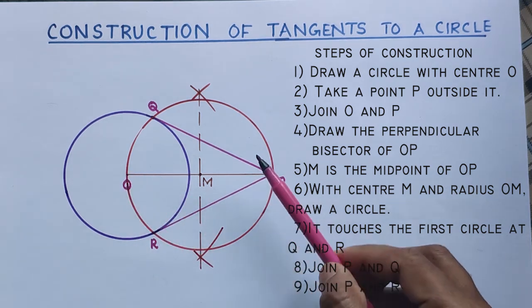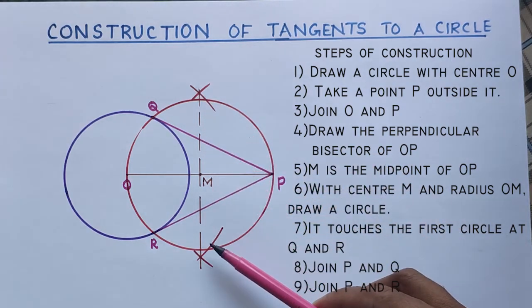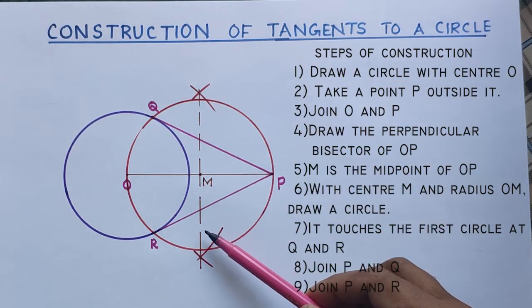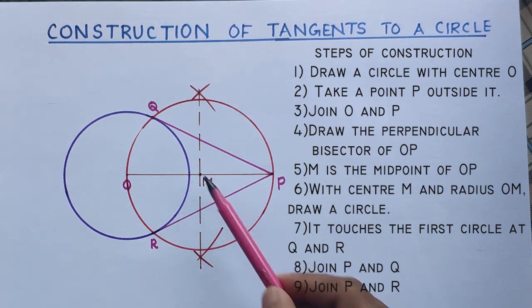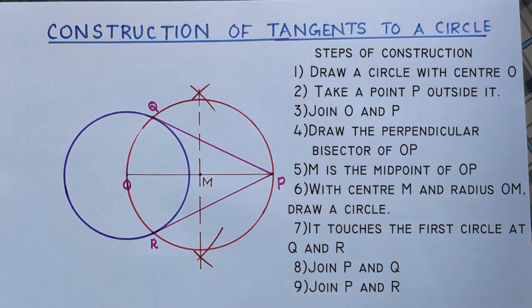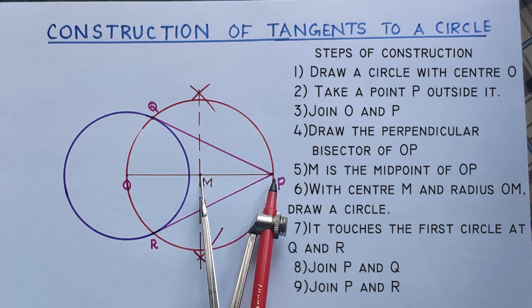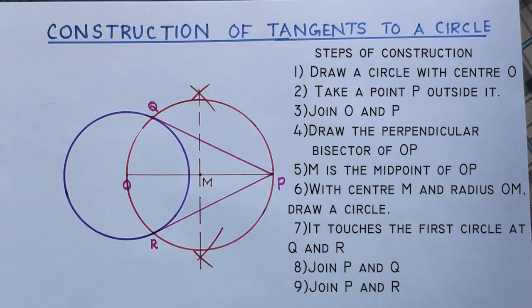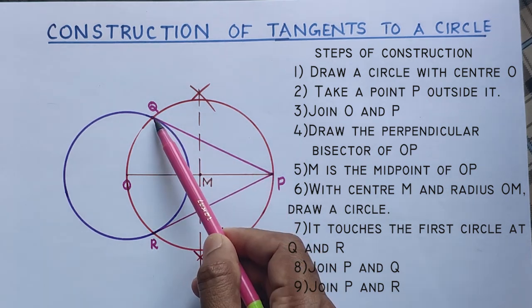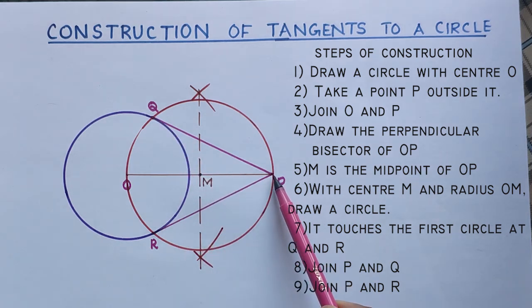Join O and P. Draw the perpendicular bisector of OP. That is the dotted line. Then the midpoint of OP is M. Then with center M and radius OM or PM, draw the circle, that is the red colored circle, and that circle touches the given circle at Q and R. So join PQ, that is the first tangent, then the second tangent is PR.